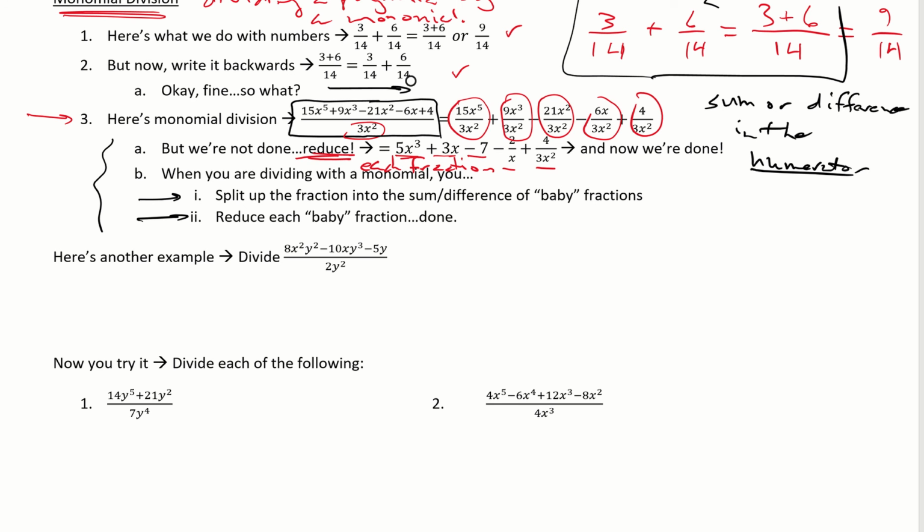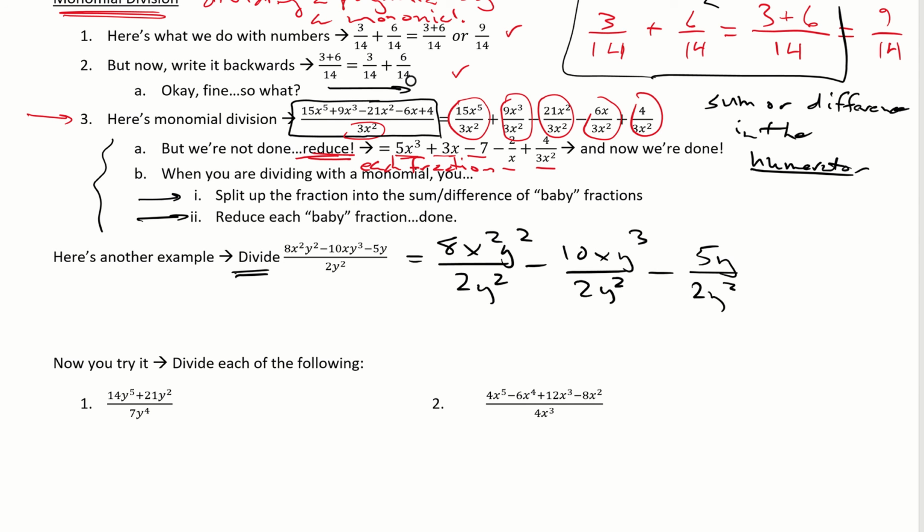So someone says on the test, like maybe Weber says, divide this. Okay, typical problem. What you do then is you just write 8x squared y squared divided by 2y squared, minus 10x y cubed. You get the point, right? Every time I write it, it's 2y squared downstairs. This is a minus again, so it's minus 5y over 2y squared. That's your first step.